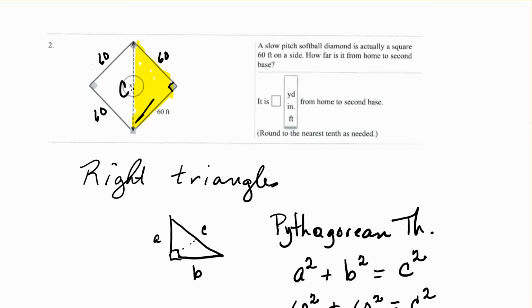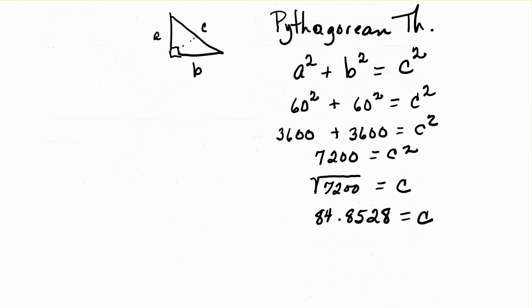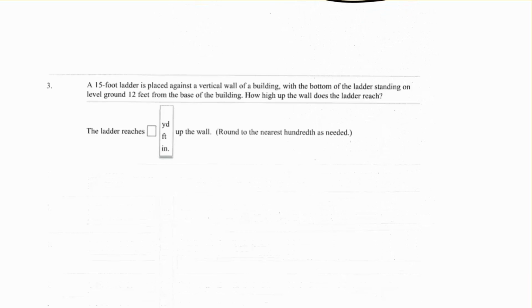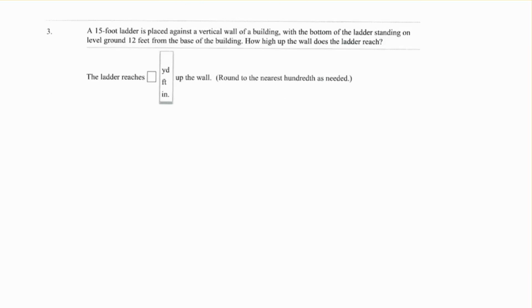All right, round to the nearest tenth. This 5 is going to tell me to round up, so it's 84.9 is the value of C, and it is measured in feet. Everything was measured in feet. That would be the distance from home base to second base. All right, I think the rest of our questions are probably going to use Pythagorean.